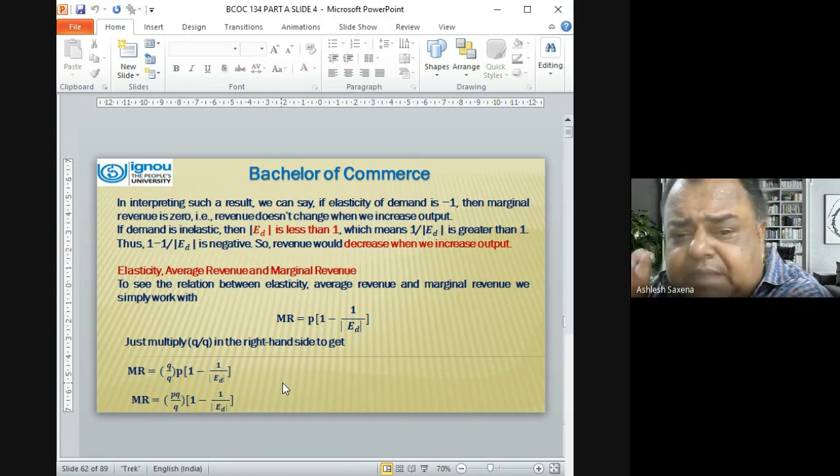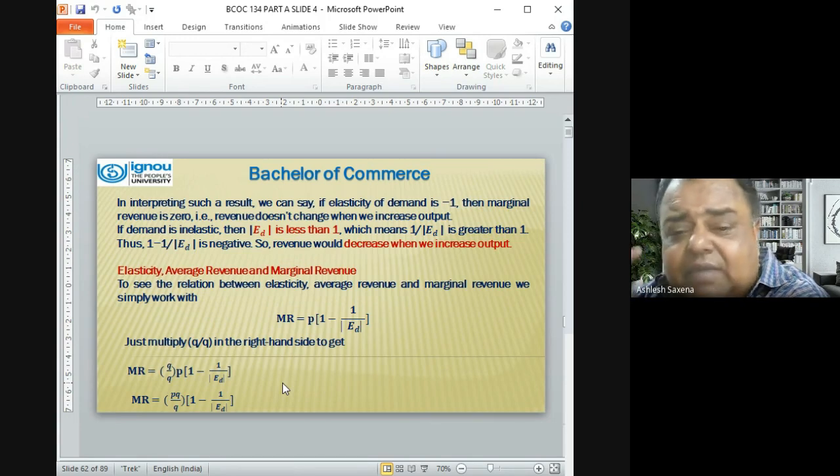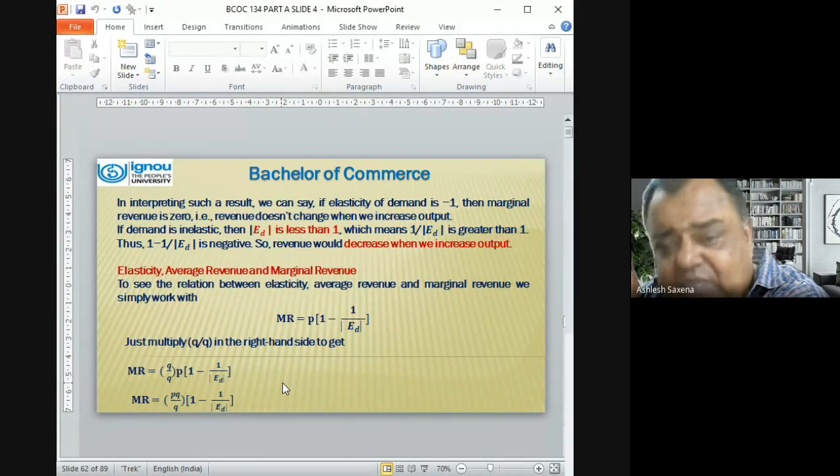In interpreting such a result, we can say if elasticity of demand is minus 1, then marginal revenue is 0. That is, revenue does not change when we increase the output. If demand is elastic, the ED will be greater than 1, which means 1 upon ED is always less than 1. If demand is inelastic, 1 minus 1 upon ED is negative. So revenue would decrease when we increase output.